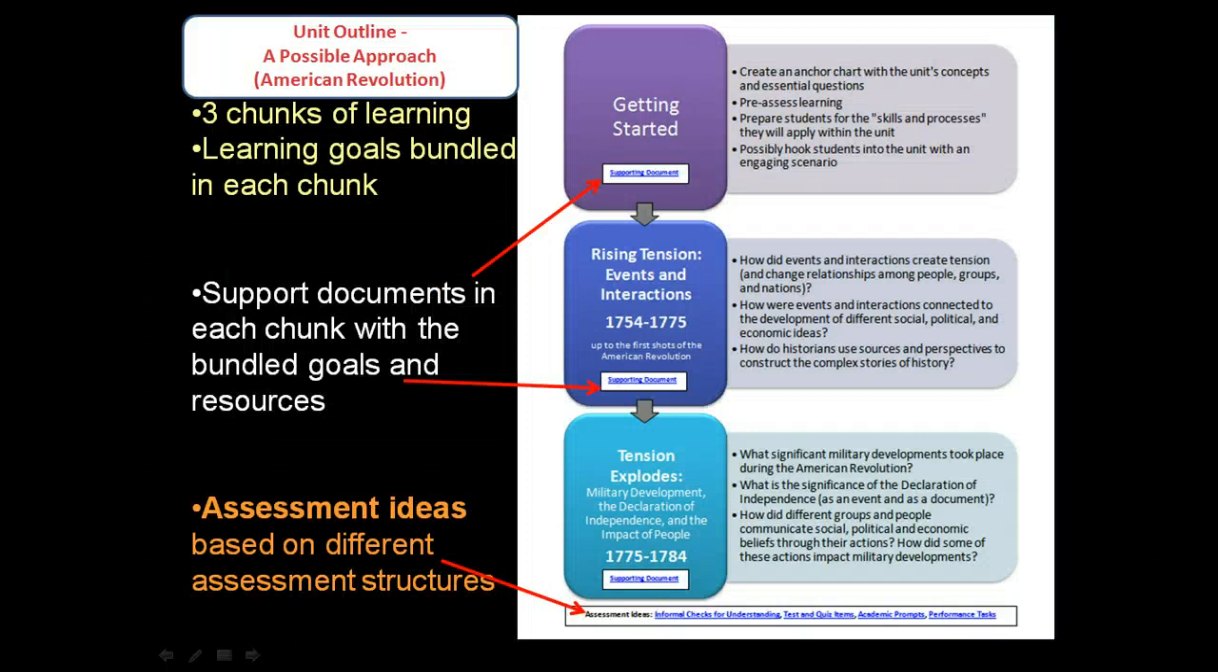To support teachers in figuring out how to approach this unit, a document has been created with the title Unit Outline: A Possible Approach, American Revolution. This document lives among the Stage 3 support documents. This outline bundles together different Stage 1 learning goals to offer a possible approach for how teaching and learning might flow throughout the course of the unit. These bundles create 3 different chunks of learning.